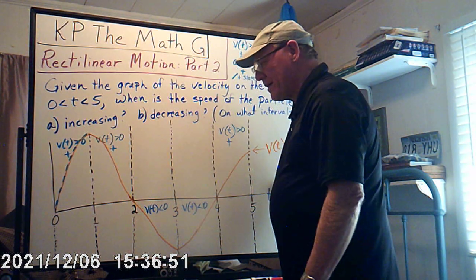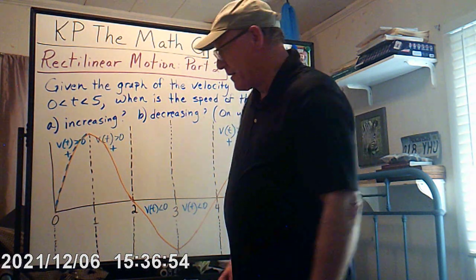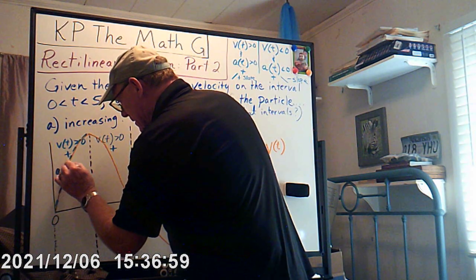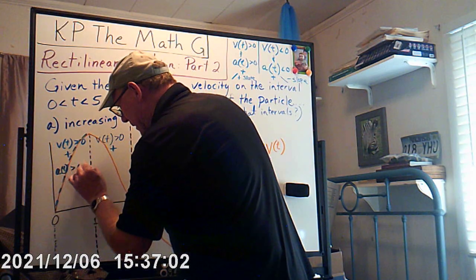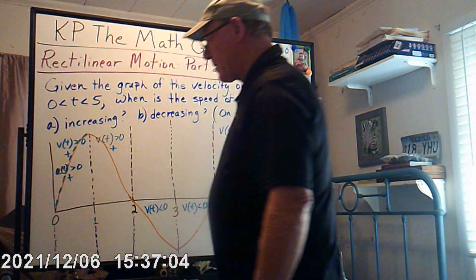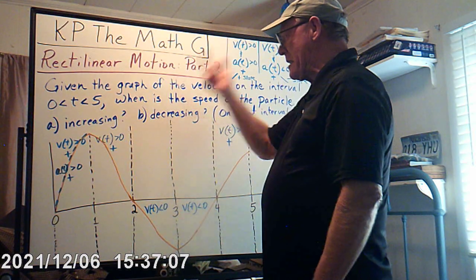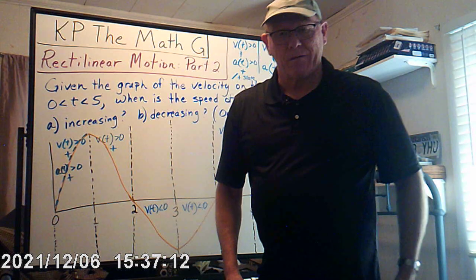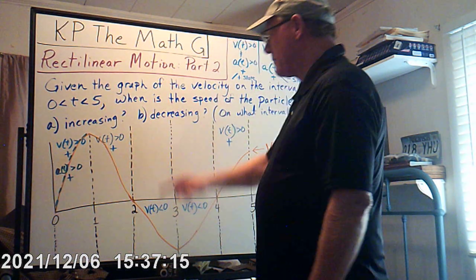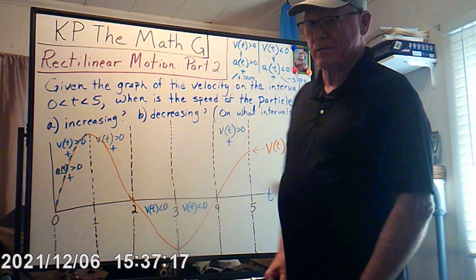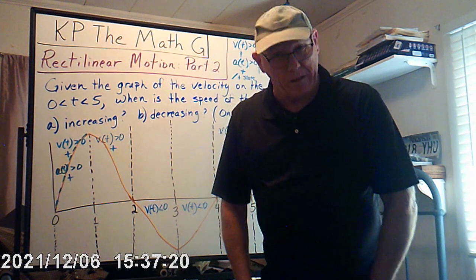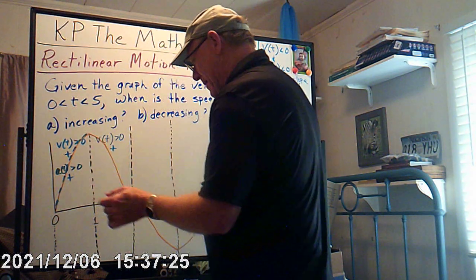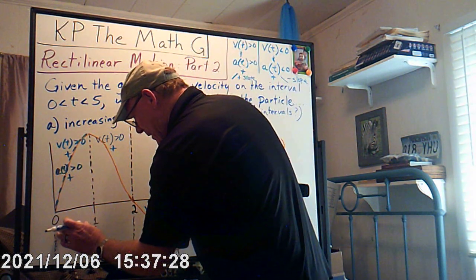That's leaning to the right, isn't it? So A at t is also positive, isn't it? So on this interval from 0 to 1, what do we know about the speed of the particle? It's increasing. So the speed is increasing on the interval.